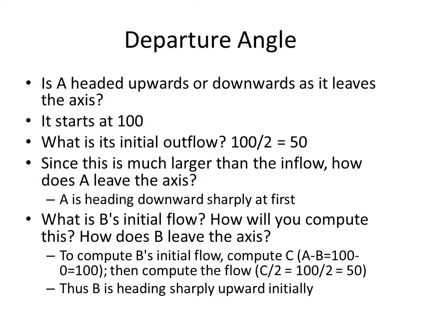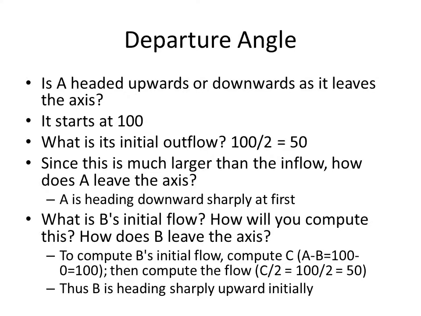We spent quite a bit of time on that in the chalk talk earlier. Is A headed upwards or downward as it leaves the axis? It starts at 100. What's its initial outflow? Well, it's 100 divided by 2, so there's a huge amount flowing out, much more than what's flowing in. So A is going to be heading down sharply at first.